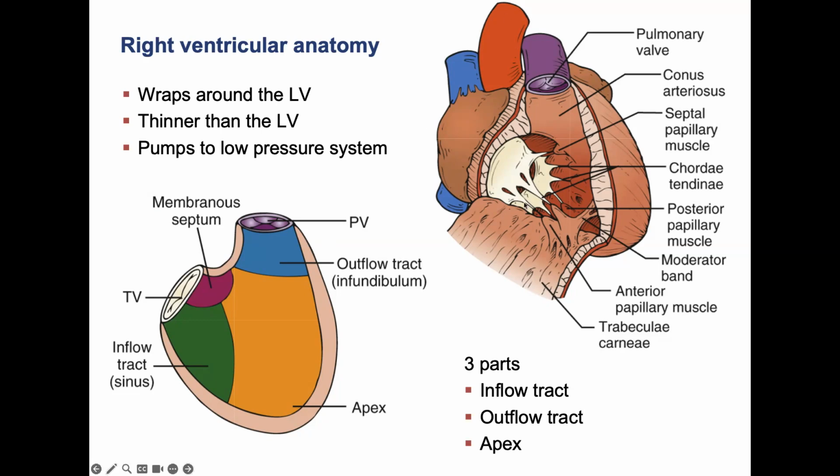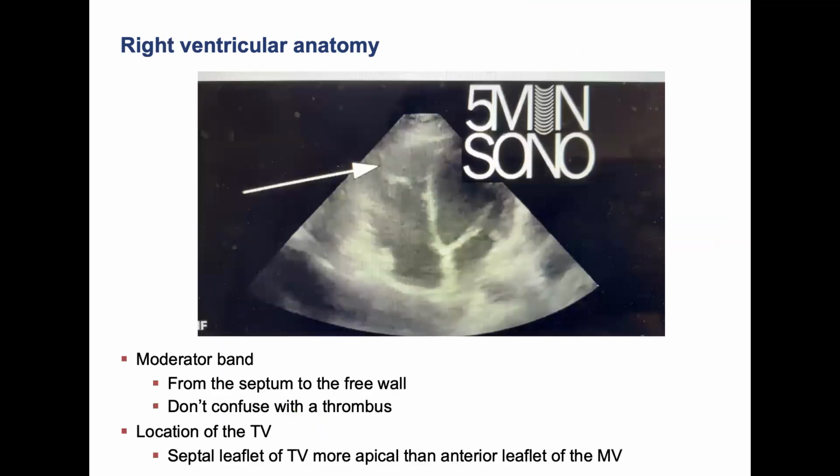The other thing to note here is the moderator band. This is a band that goes from the right ventricular free wall to the septum, and it carries the right bundle. We want to make sure that we know it exists because it can help us distinguish the right ventricle from the left ventricle, especially if we didn't complete the ultrasound ourselves and somebody brought it to us. And we also don't want to confuse it for anything else.